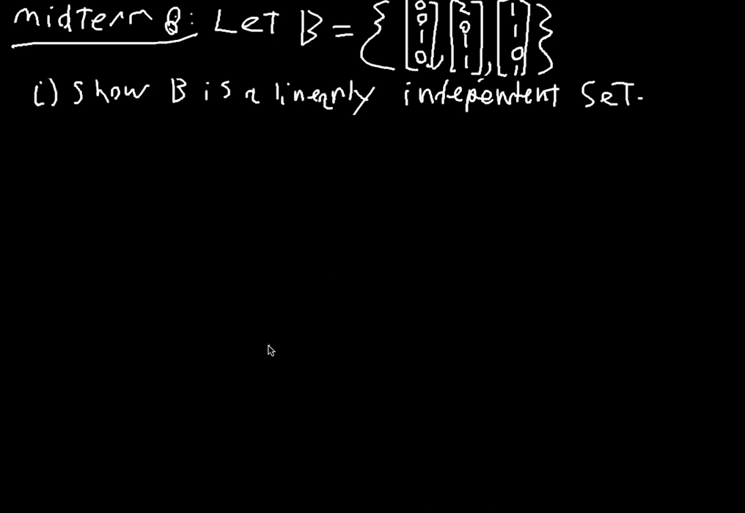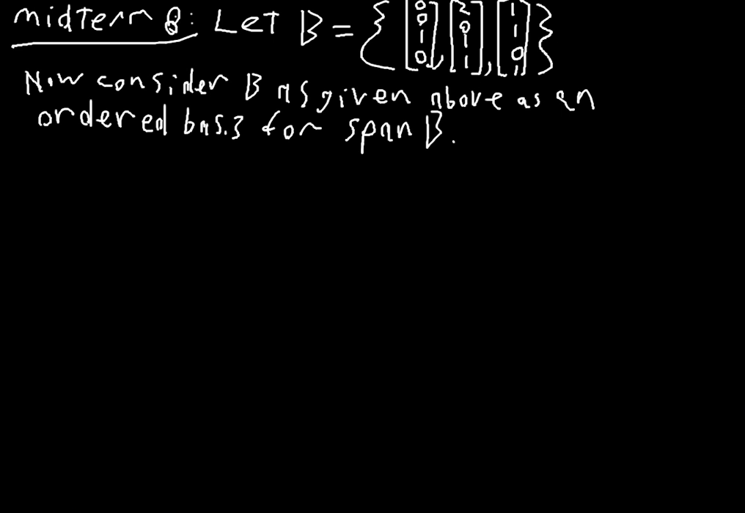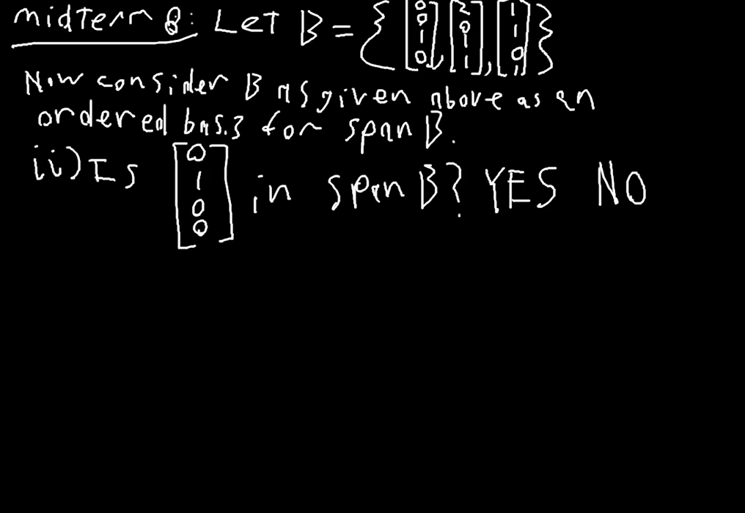Hello. Question number 8 on the midterm asks us to do several things with this set B of vectors in R4. The first thing it asks us to do is show that the set is linearly independent. Now, the next question is related to this, so let's go ahead and see this next one.